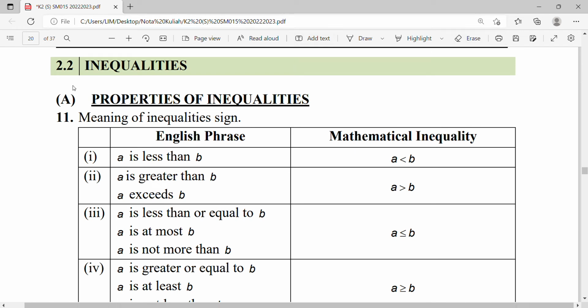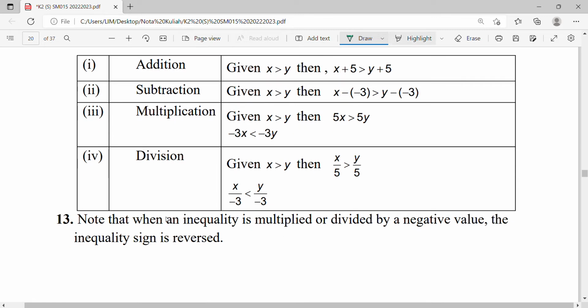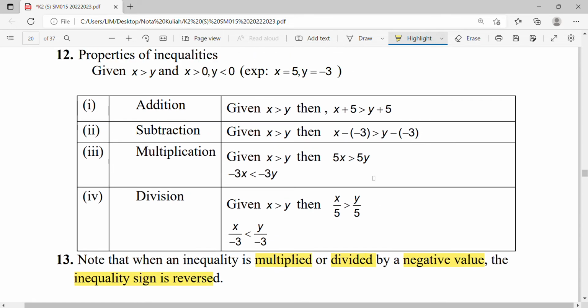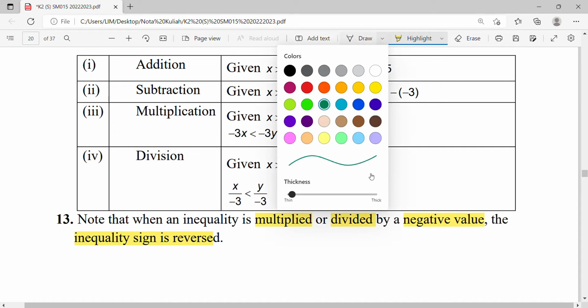For inequality, what should you be alert to, or what is the basic note here? When you multiply or divide by a negative value, you need to change your sign. You need to change your sign. So what's the reason? What's the concept behind this?